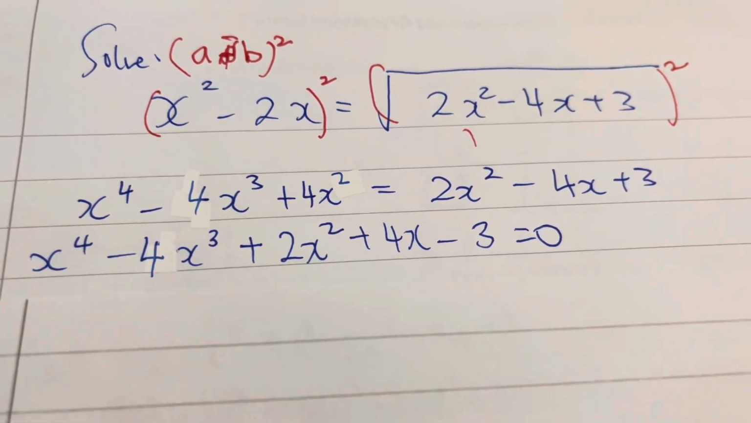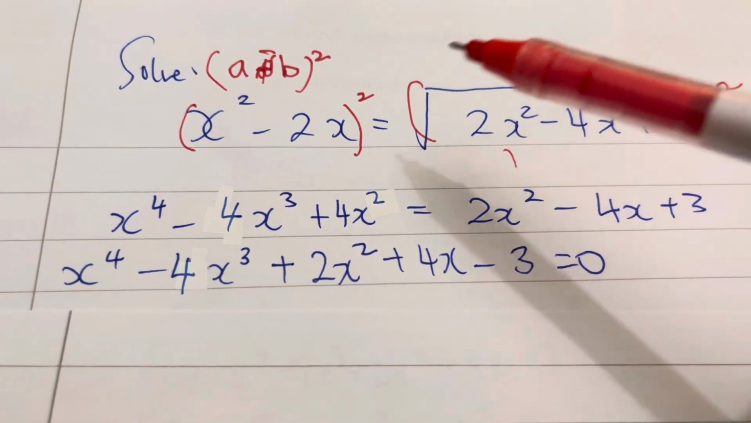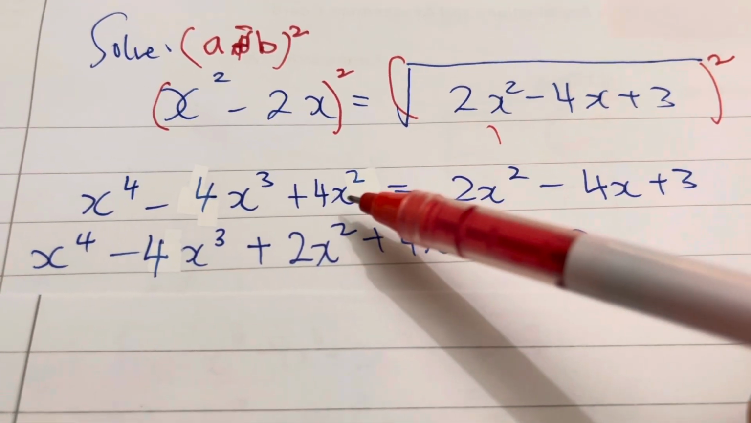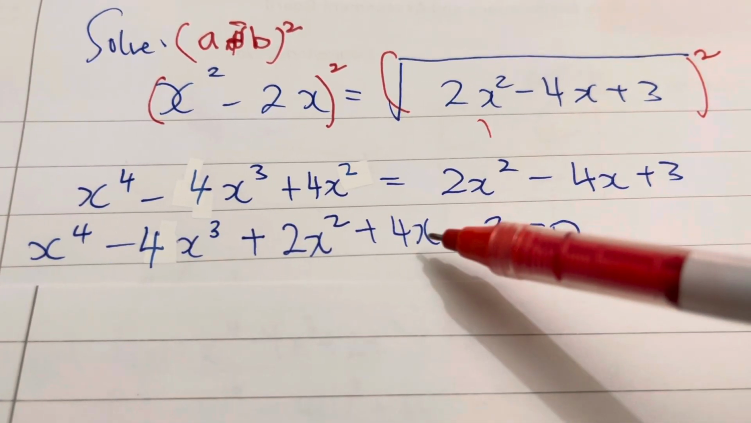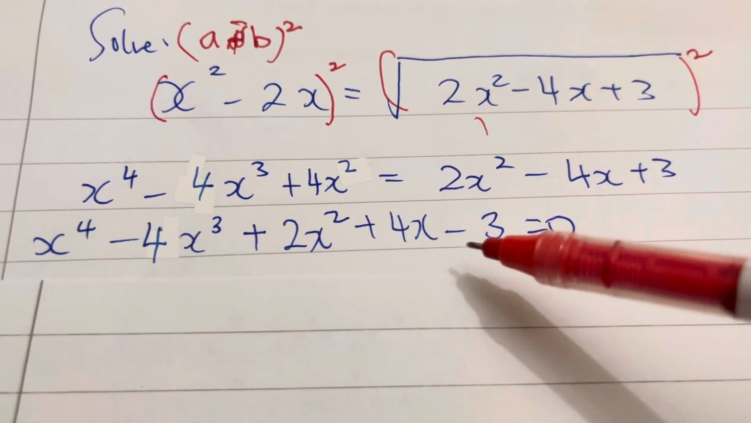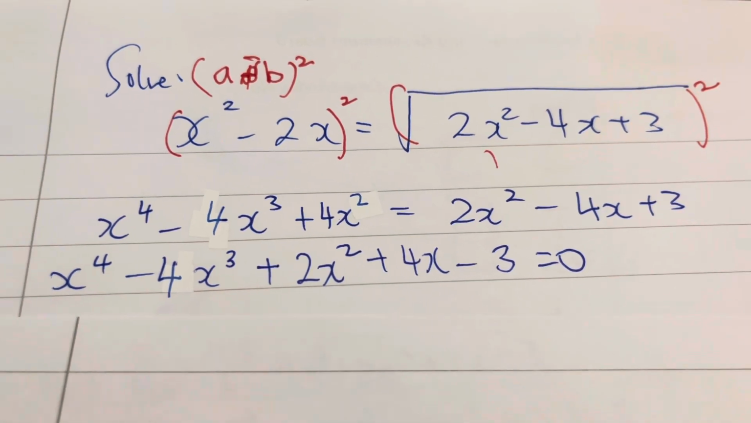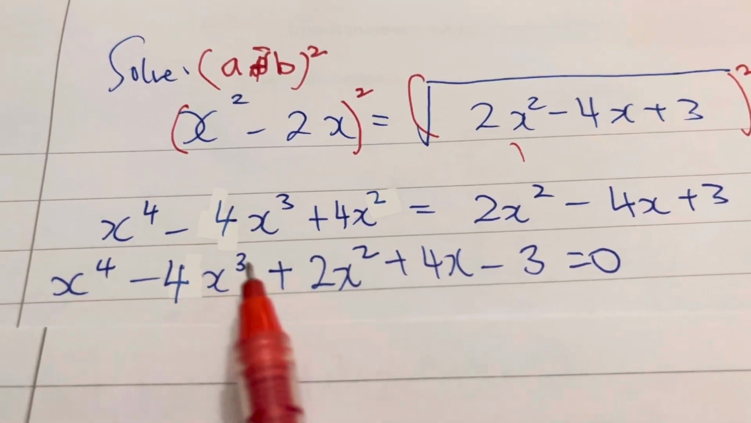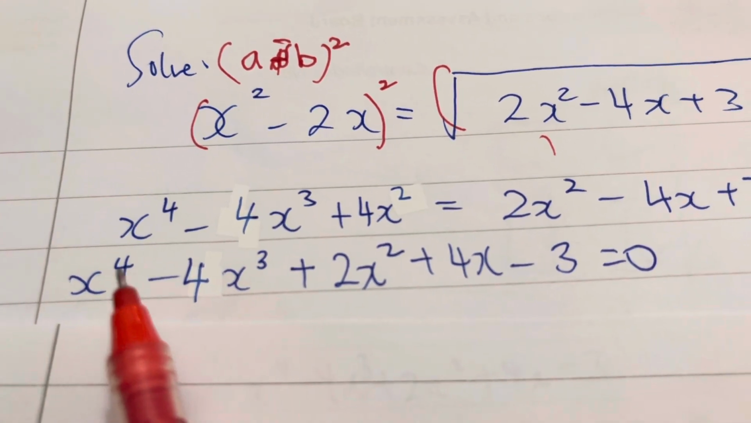Now, what you need to do is to make the right hand side 0. So you minus 2x squared both sides. You will end up here. Okay, combine with this, you will have this, and then plus 4x both sides, minus 3 both sides. Okay, you need to make the right hand side 0, because if the right hand side is not 0, you cannot solve.